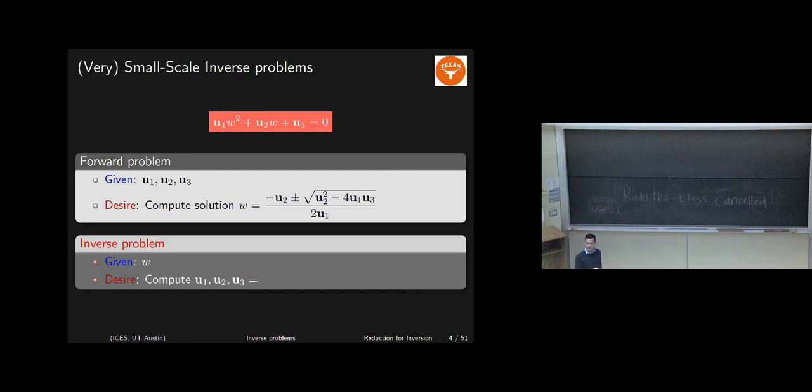In fact, I'm going to give you W. Let's say W equal to 2. I'm going to ask you, what are U1, U2, U3? And this is the inverse problem. Can somebody tell me what are U1, U2, U3 if the solution W is equal to 2? There are a lot, right? Or then none. There may be none, or there are a lot.